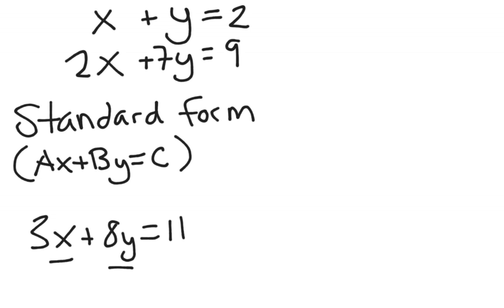I could try subtraction, but then I would end up with x plus 6y equals 7. Again, I still have both variables, both x and y. So adding and subtracting aren't going to help me. It would be really nice if one of my variables would cancel out with the other equation.